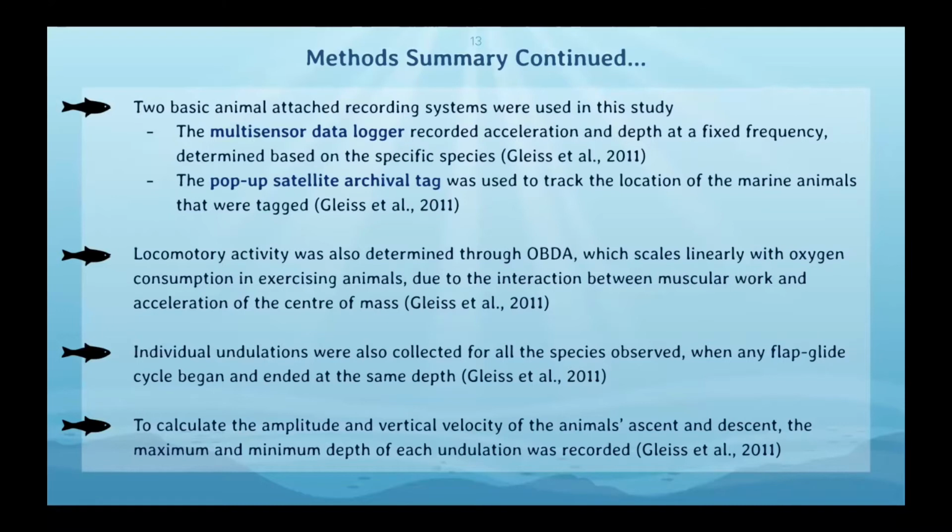Locomotory activity was also determined through ODBA, which scales linearly with oxygen consumption in exercising animals. Individual undulations were also collected for all the species observed, when any flat glide cycle began and ended at the same depth. To calculate the amplitude and vertical velocity of the animal's ascent and descent, the maximum and minimum depth of each undulation was recorded.